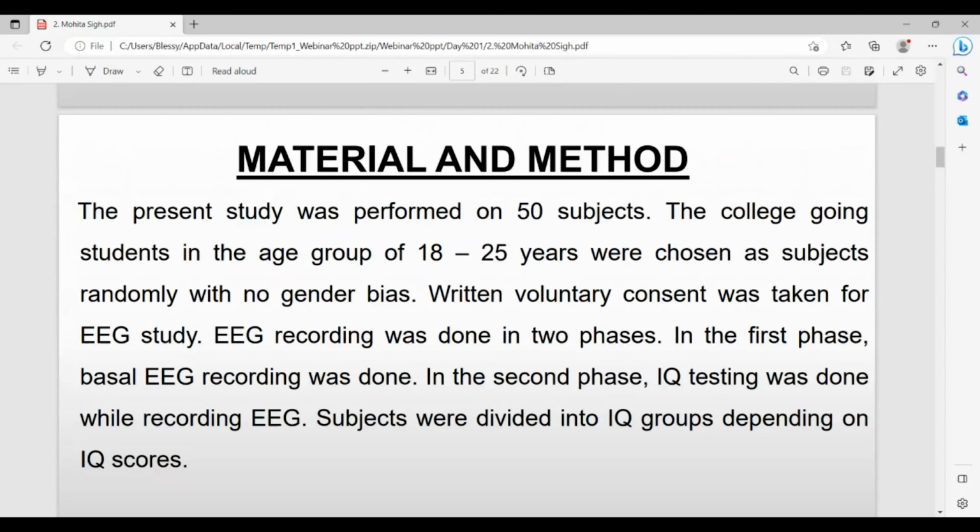This EEG study was done in two phases. In the first phase, the basal EEG recording was done for approximately 3 minutes. And in the second phase, the subjects were told to perform IQ testing, and while performing the IQ test, the EEG was measured simultaneously.